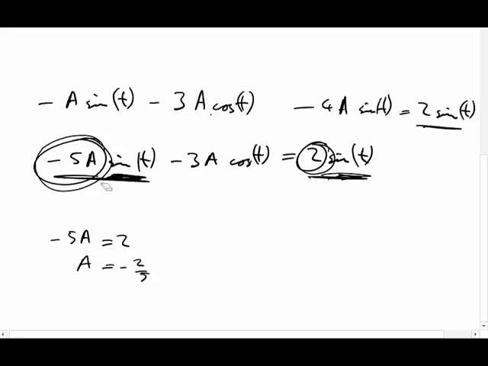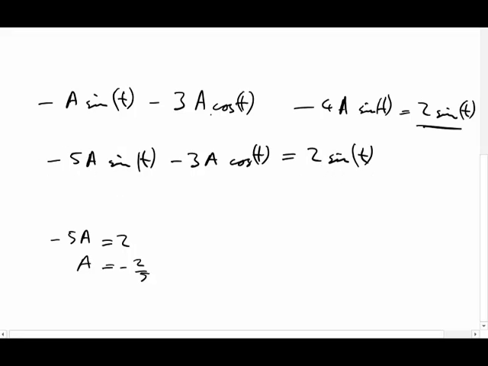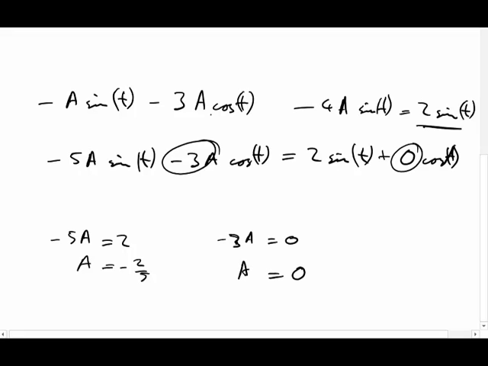But I've also got a cos term on my left-hand side. Well, I haven't got a cos term on my right-hand side. Or at least I have, but it just means that the coefficient of my cos on the right-hand side must be 0 in order to make this disappear. So this must be 0 cos t. So basically what I can say then is that minus 3a equals 0, so from this I get a equals 0.